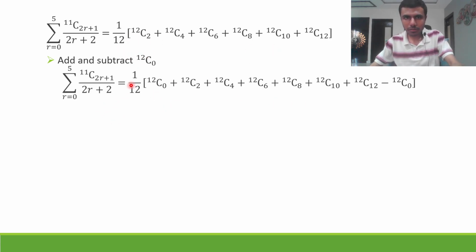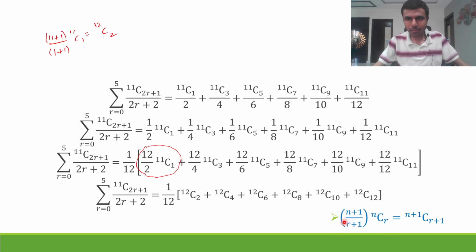Fine. Now see this much, from here to here. This one's value is 2 power 12 by 2. Now how it is, I'll explain at the end of the video. And this formula also, how this formula comes, I'll explain at the end of the video. Okay, fine.